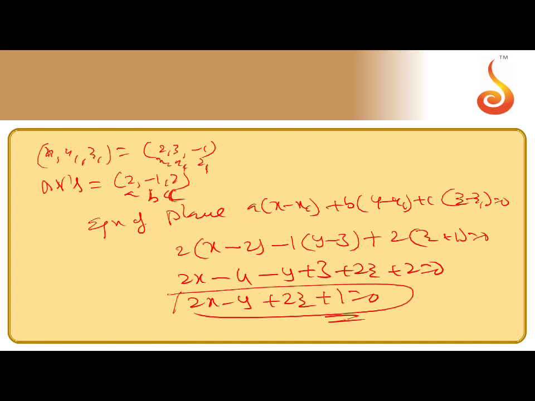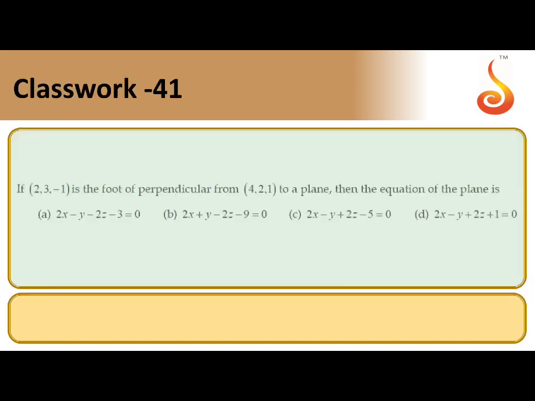I hope that is clear. The point x1, y1, z1 you can take, and the DRs will be 2, -1, 2. Now the equation of the plane is a into (x minus x1) plus b into (y minus y1) plus c into (z minus z1) equals 0. I hope this one is clear. The next question: check whether the option is correct or wrong. What do you get? 2x minus y plus 2z plus 1 equals 0. Option D is the right answer.